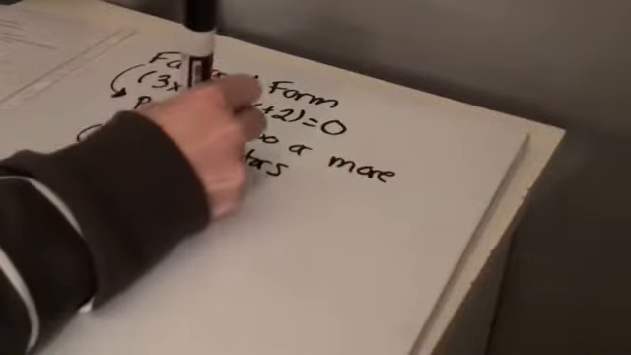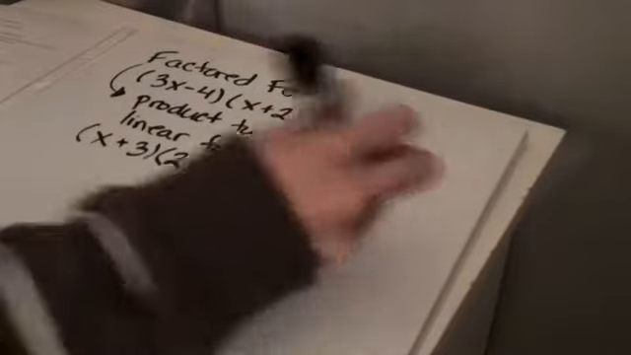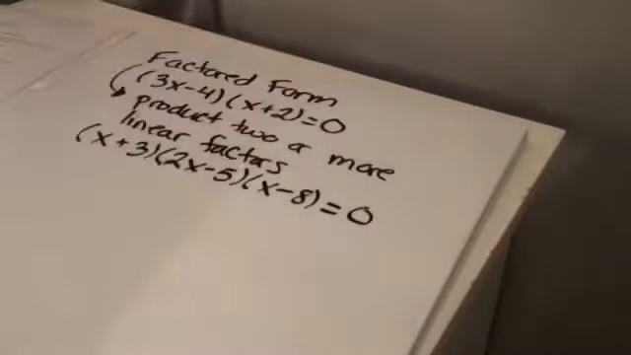Okay? So that's one factored form. Another example would be x plus 3 times 2x minus 5 times x minus 8 all equal to 0. Okay, this is the key, is that they want to be equal to 0. Okay? Because if you recall, when you have the product of 2 factors and their product is 0, then one of the factors has to be 0. That's called the zero product property.